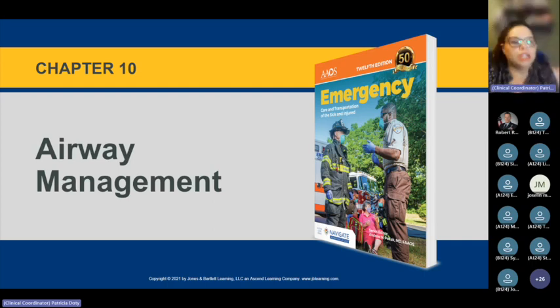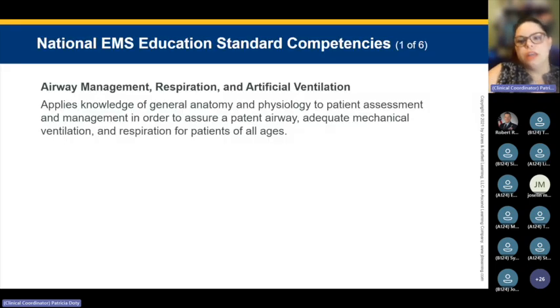All right, so chapter 10, airway management. Airway management is really important. Secondary to learning how to do patient assessment, understanding what an airway is and how to handle an airway, how to procure one, provide one, however you want to say it, is super important, because without the airway, there's no breathing. And if there's no breathing, then there's really no circulation. So airway is the very first thing that we have to worry about.